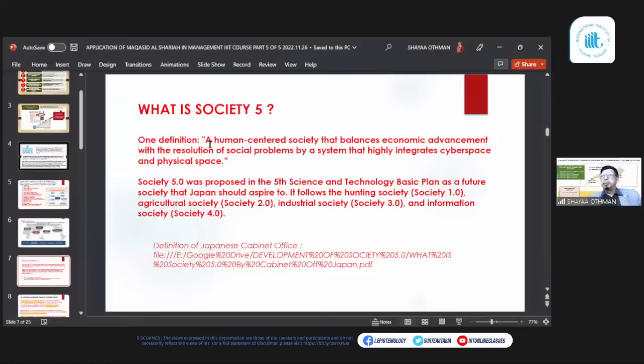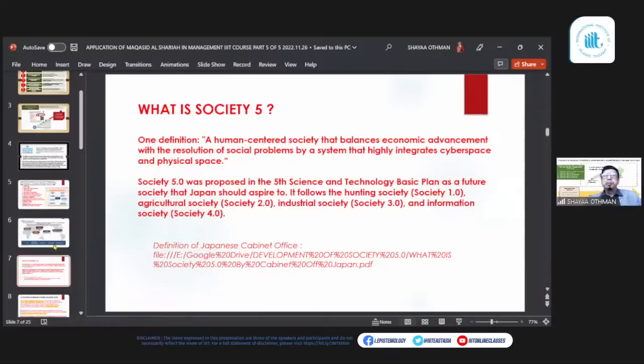The main definition was defined by the Japanese cabinet ministers, because they adopted the suggestion by the Association of Industry: a human-centered society that balances economic advancement with the resolution of social problems by a system that highly integrates cyberspace and physical space. I will let you know what cyberspace and physical space are. You can see that it was introduced by the 5th Science and Technology Basic Plan in 2015, as a future society that Japan should aspire to, relating to the development from Society 1 to Society 4 and then Society 5.